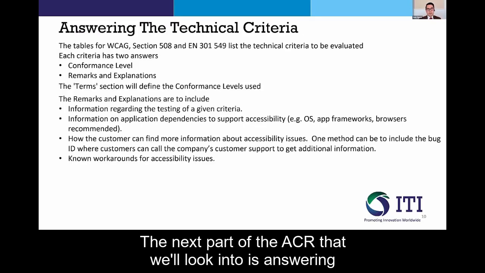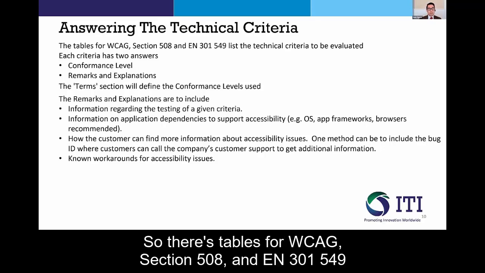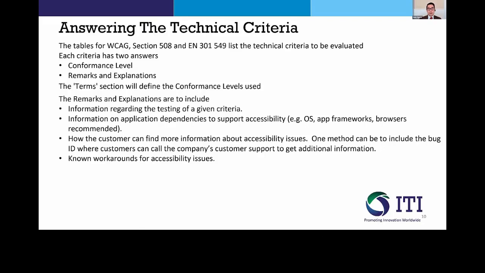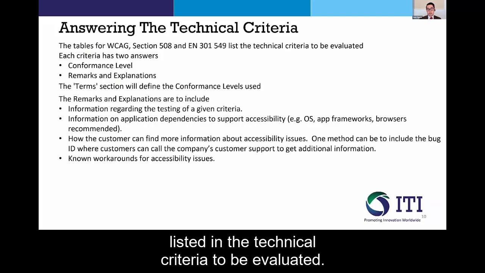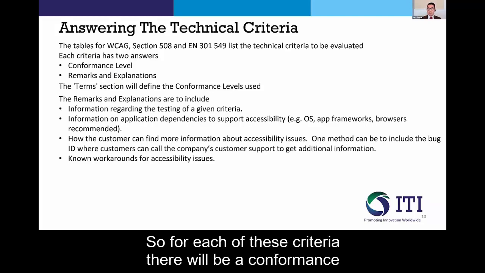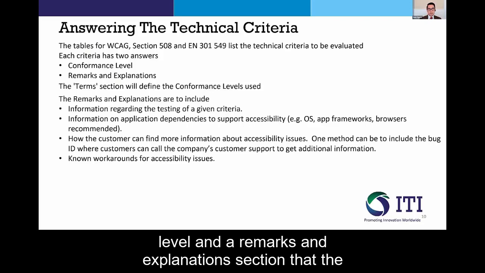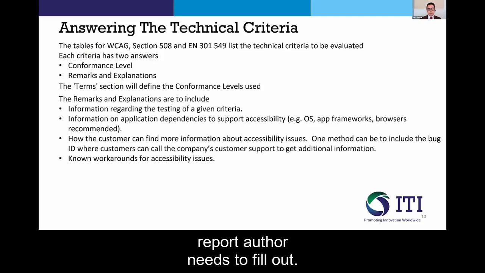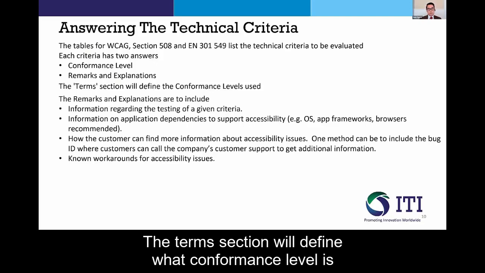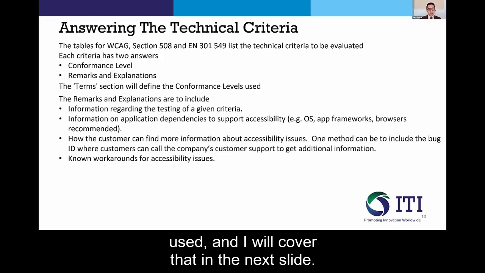The next part of the ACR that we'll look into is answering the technical criteria. So there are tables for WCAG, Section 508, and EN 301 549 listed in the technical criteria to be evaluated. For each of these criteria, there will be a conformance level and a remarks and explanations section that the report author needs to fill out. The terms section will define what conformance level is used, and I will cover that in the next slide.